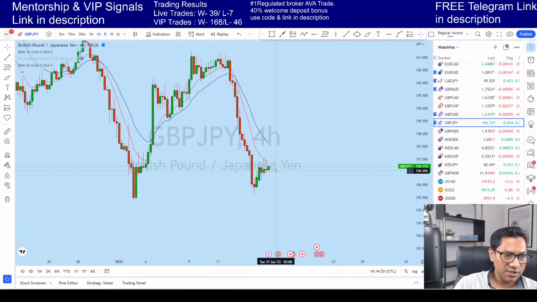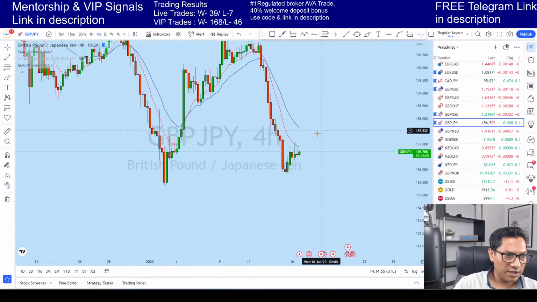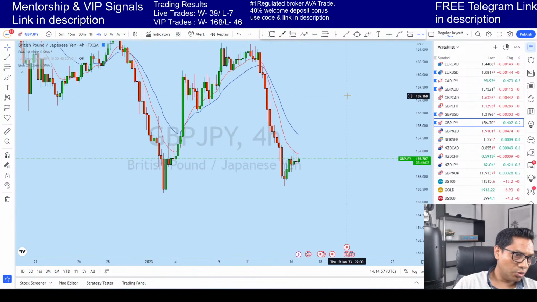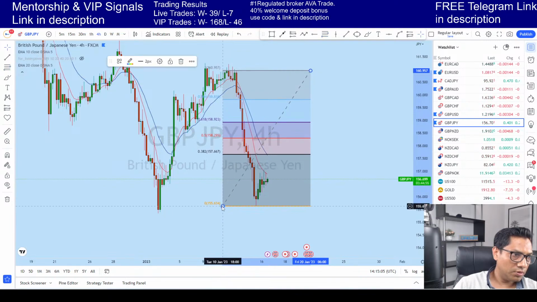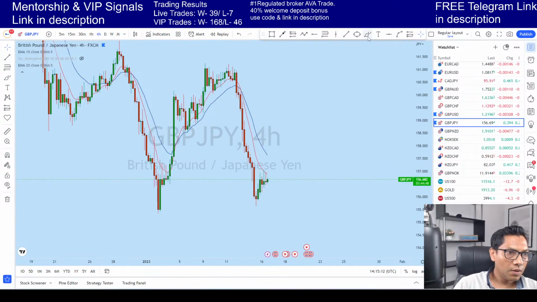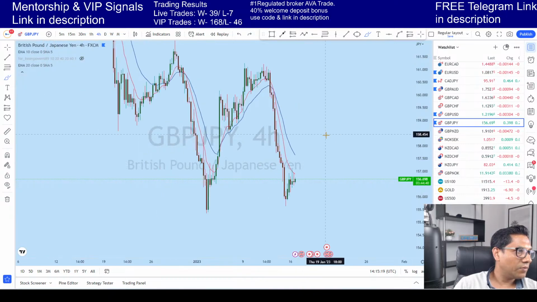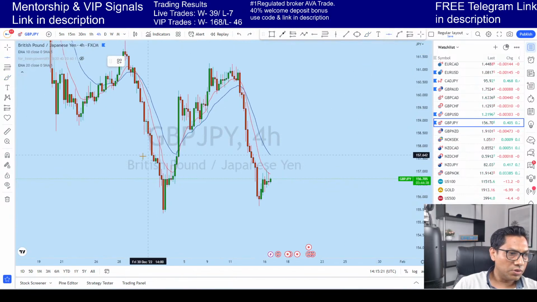GBP JPY, you see that instead of creating a strong bearish candle, it is slowly creating lower time frame bullish. So that means we could see GBP JPY doing something like that. Let me tell you what it might do. We might see a little bit of deeper retracement to the upside on GBP JPY.